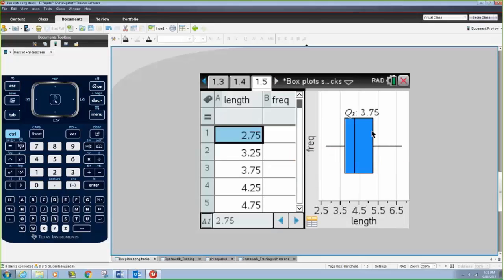We can also put two screens next to each other and then play with changing some of the data and see what effect it has on the box plot if we change some of the data.